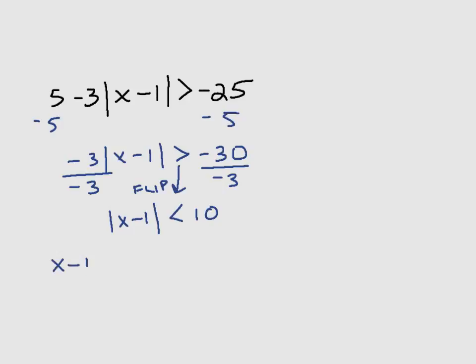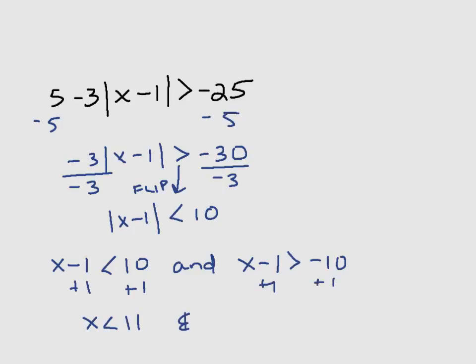So x minus 1 is less than 10. Less than is going to be an and. x minus 1 is greater than negative 10. So I'm going to solve these individually. x is less than 11, and x is greater than negative 9.